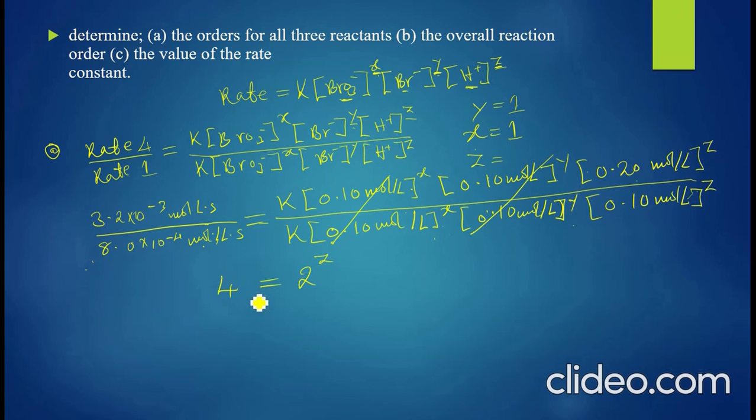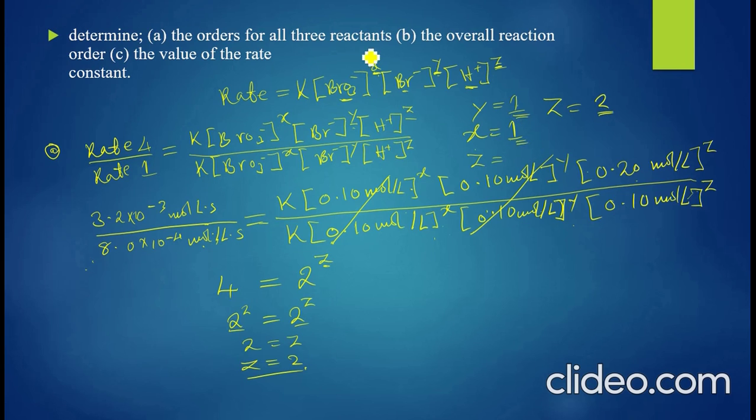Now this one, how can you determine this z? We can ensure that the bases are the same, so that we can equate the powers. So this 4 can be written as 2 to the power 2, and that is equal to 2 to the power z. So since the bases are the same, we can equate the powers. So 2 is equal to z, or z is equal to 2. So our z we have determined, which is 2.